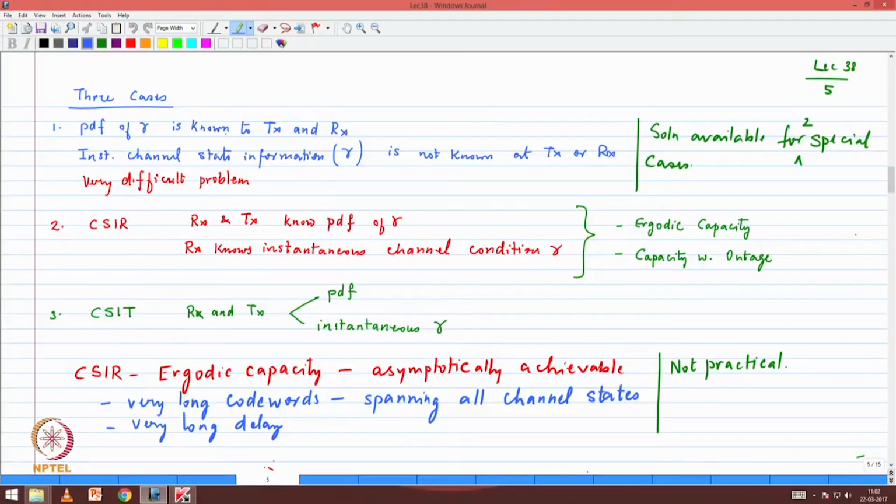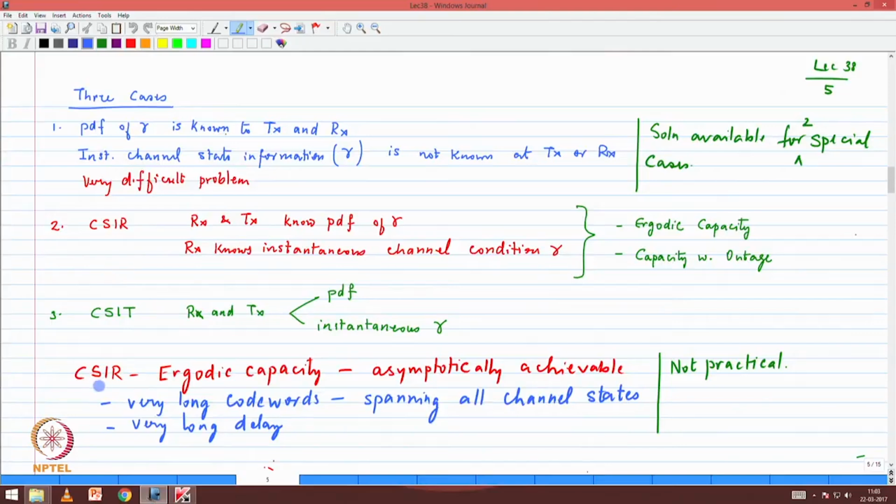We will also look at a situation where we say, okay, not looking at the ergodic capacity, but I want to look at very practical realizable schemes. So I would look at capacity with outage. And of course, the CSIT.